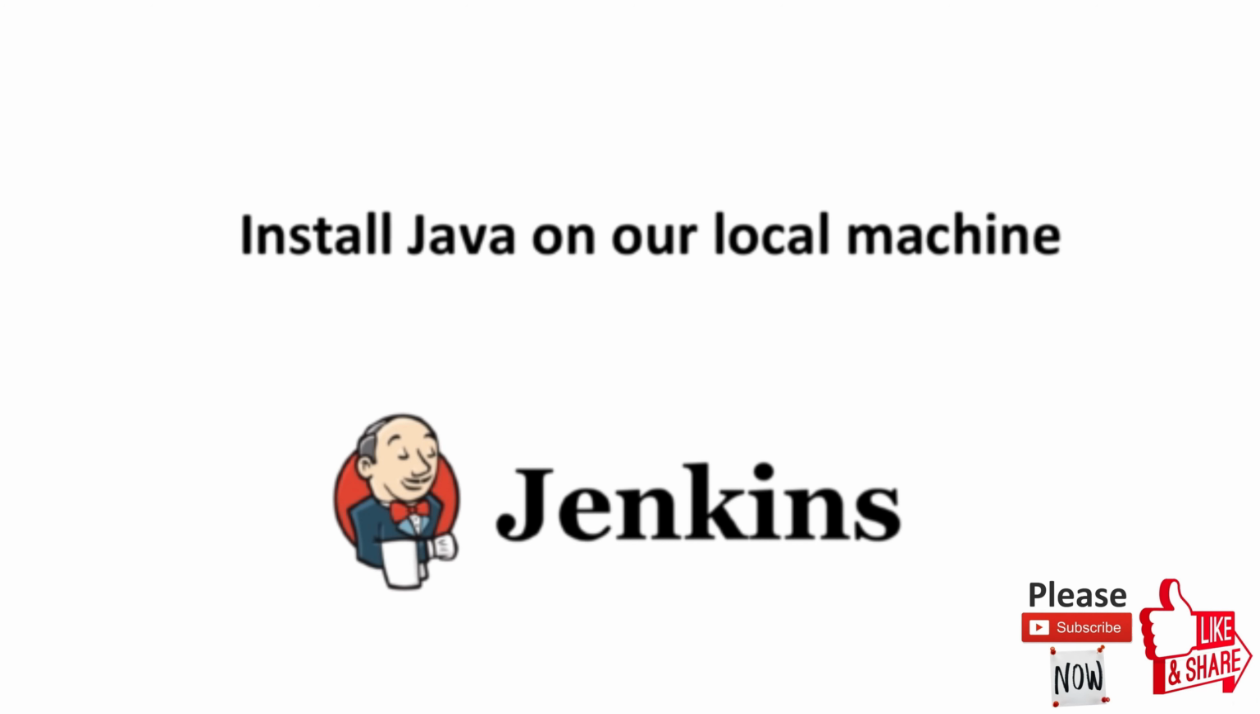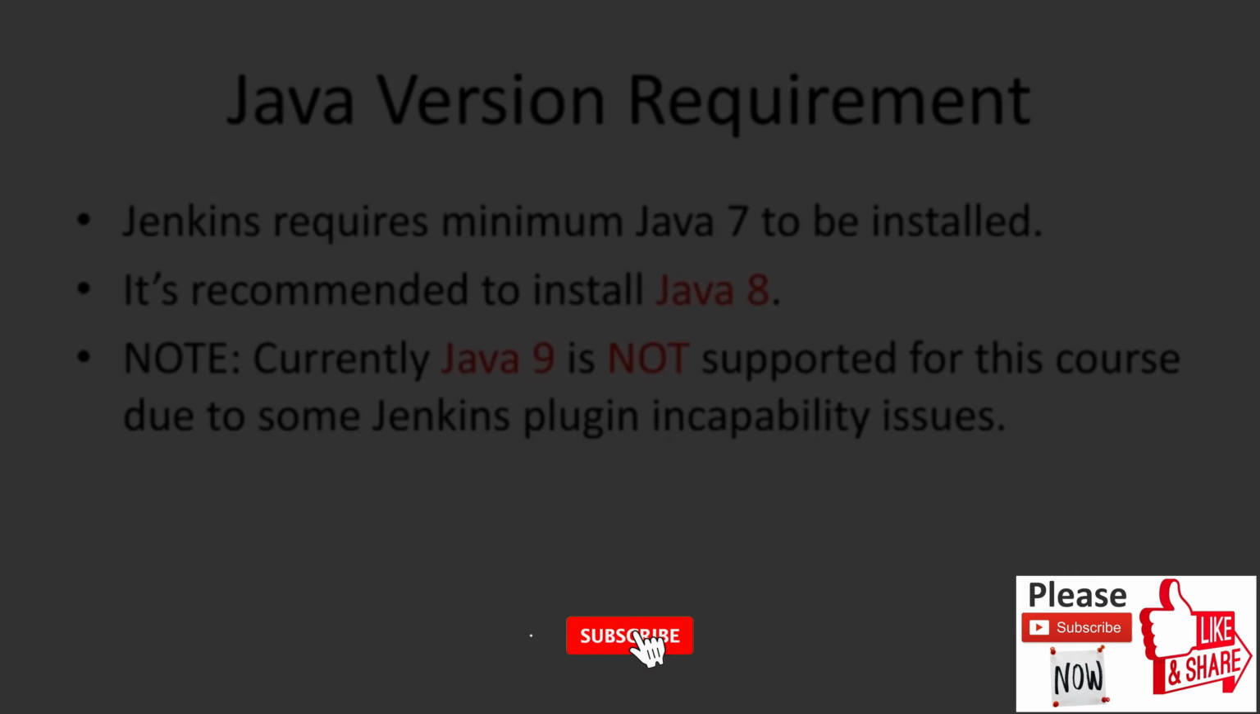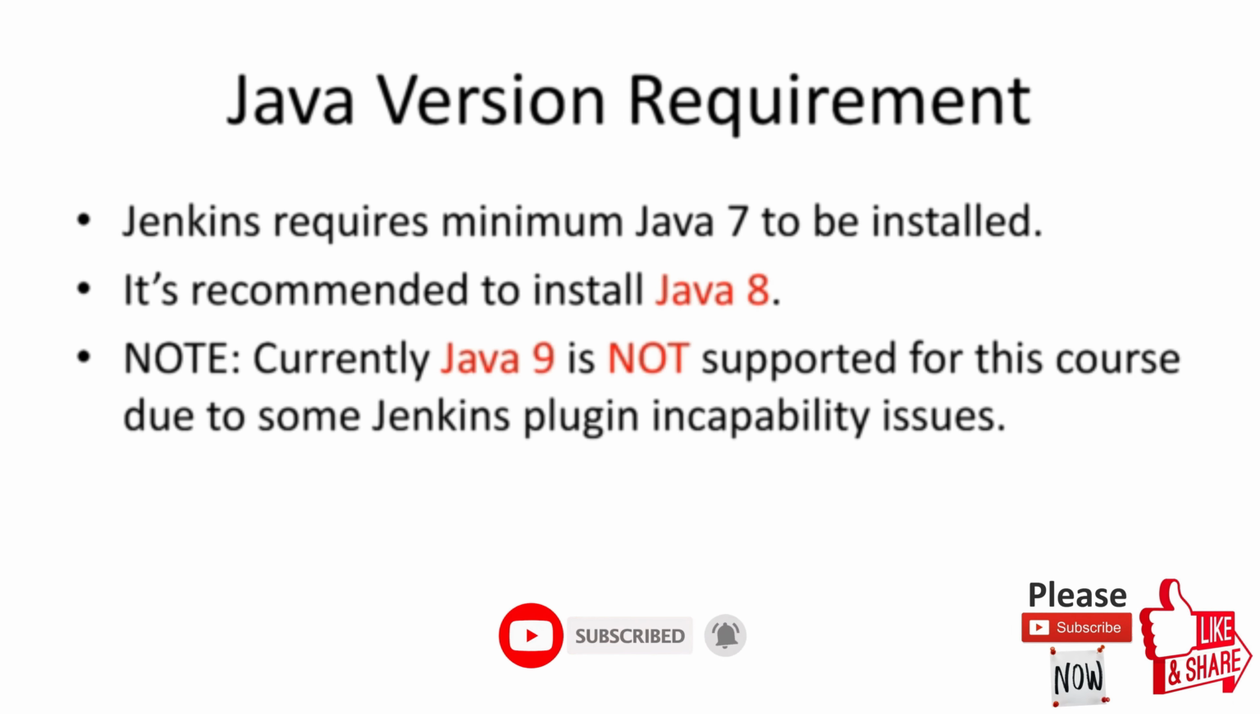In this lecture, we'll learn how to install Java on our local laptop. Jenkins is a Java application and requires at least Java 7 to be installed on your local machine in order to run Jenkins. And it's recommended to install Java 8.